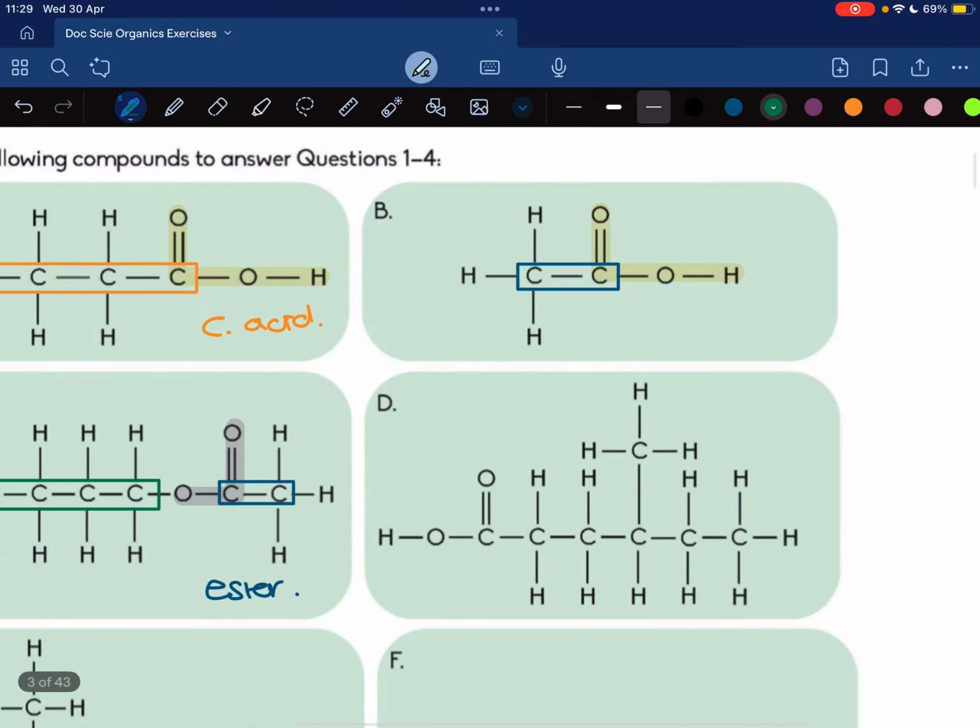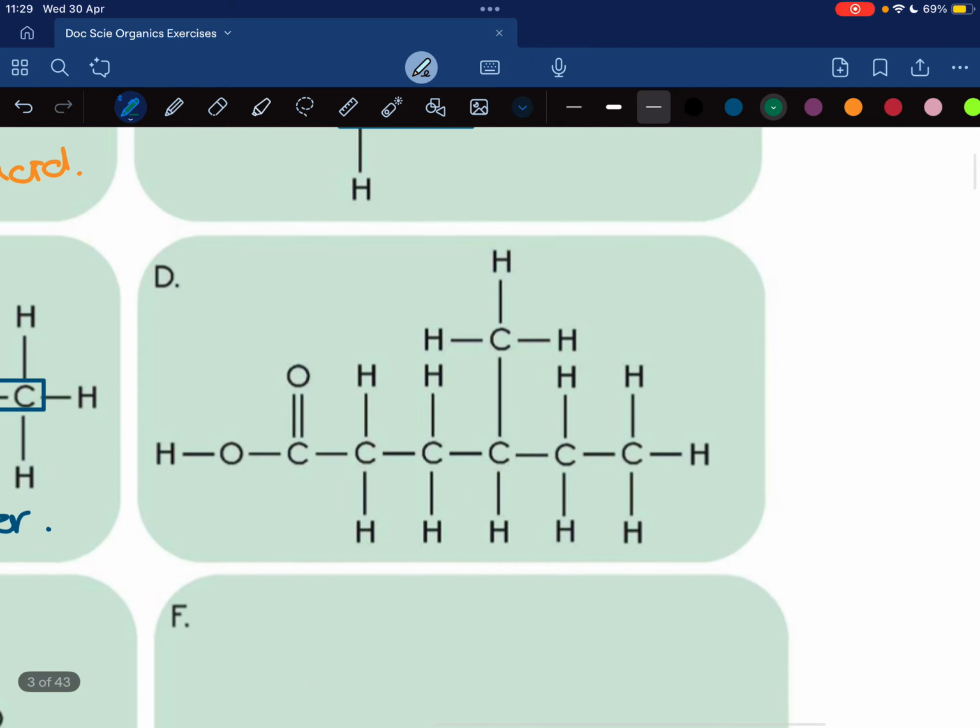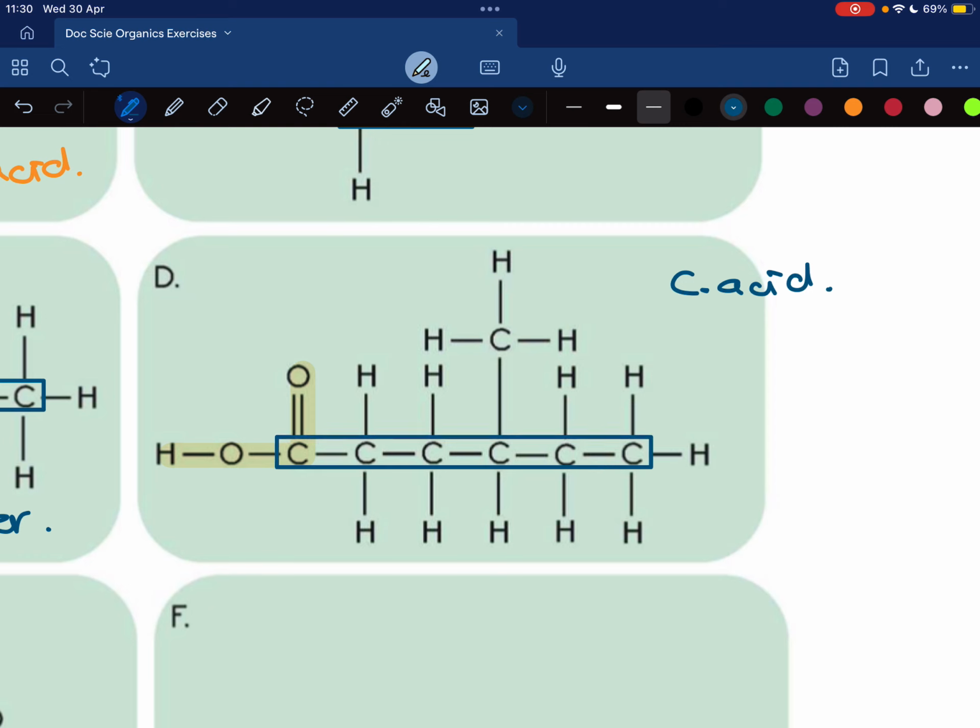Okay, then D. I notice that I have a double bond oxygen, single bond OH. So that I know is going to be a carboxylic acid. So I can see the longest carbon chain is going to be 6.